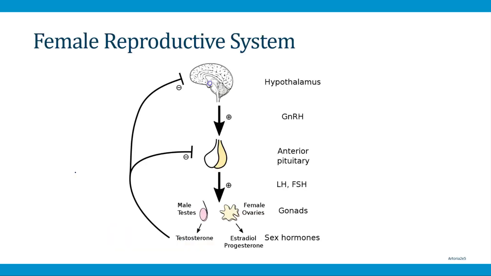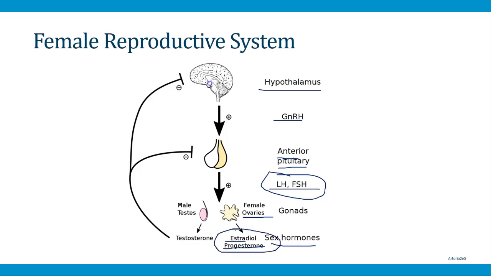Let's start by reviewing the female reproductive system in terms of how the hormones work. So the hypothalamus releases GnRH onto the anterior pituitary, and that stimulates the pituitary gland to release the gonadotropins, which are luteinizing hormone and follicle stimulating hormone, otherwise known as LH and FSH. When these hormones reach the female ovaries, they trigger the release of sex hormones like estradiol and progesterone, and it's these hormones that drive the menstrual cycle.